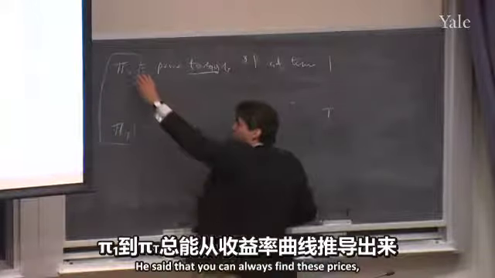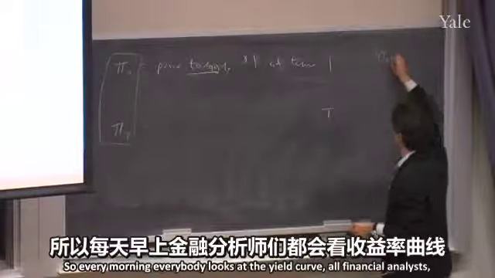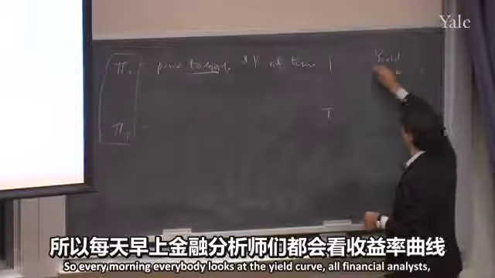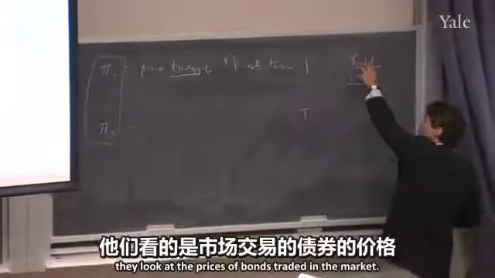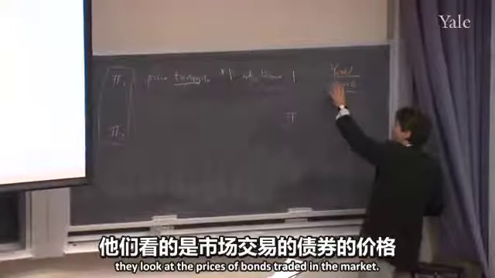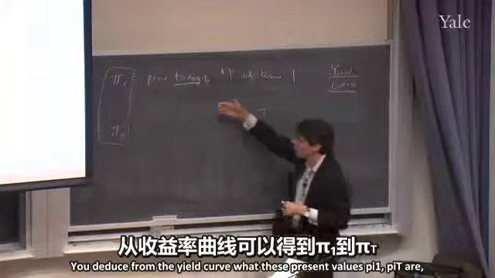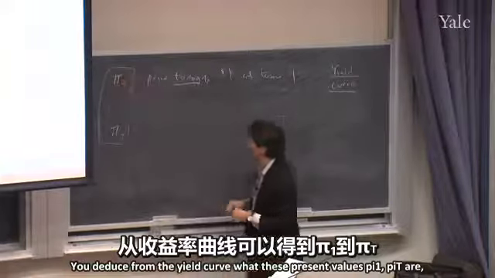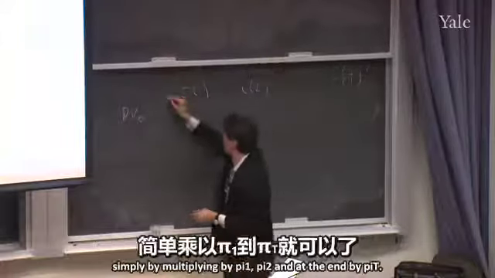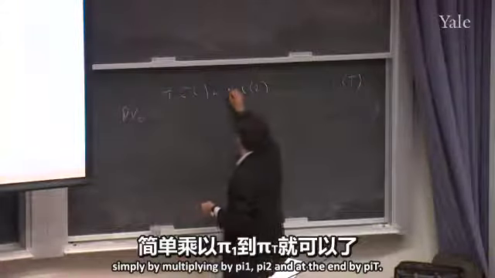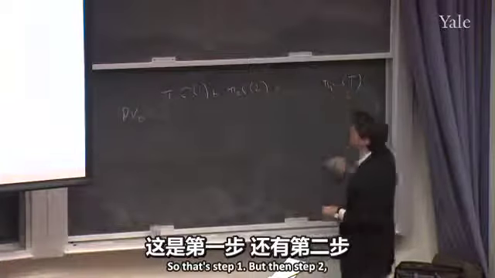He said that you can always find these prices, pi 1 through pi t, by deriving them from the yield curve. Every morning, all financial analysts look at the yield curve, the prices of bonds traded in the market. The simplest form is the yield curve in the newspapers. You deduce from the yield curve what these present values, pi 1 through pi t, are, and that allows you to price any asset like this one simply by multiplying by pi 1, pi 2, and at the end by pi t. Okay, so that's step 1.